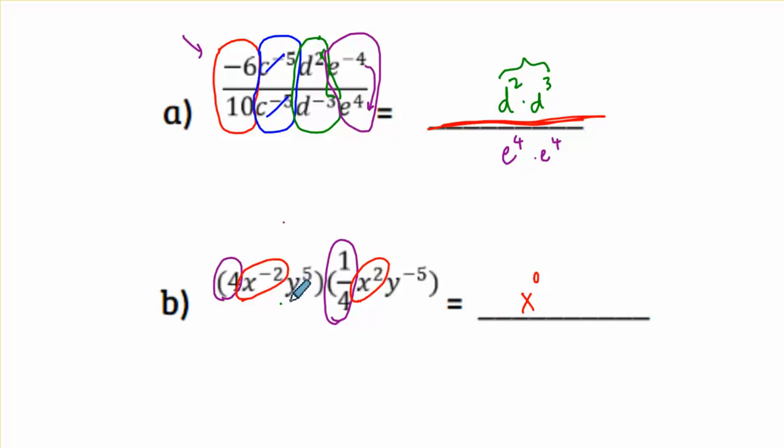And finally, this should look somewhat familiar to you. We have y to the fifth times y to the negative fifth. So we add these exponents, and 5 plus negative 5, we wind up with y to the 0 power. So we're going to have some kind of constant here, and then I want you to think about what happens with x to the 0 and what happens to y to the 0, and you will have your final answer.